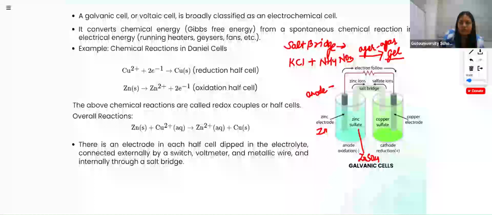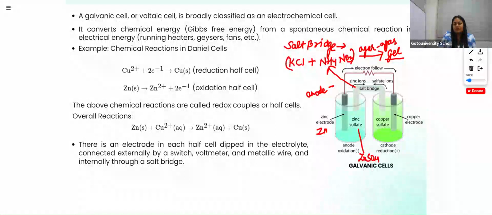Okay, so what does a salt bridge contain? This question has been asked in exams many times. What is it made up of? The salt bridge is made up of potassium chloride and ammonium nitrate. It is heated with agar-agar solution or gelatin, and then it becomes like a gel, taking the form of a thick solution.